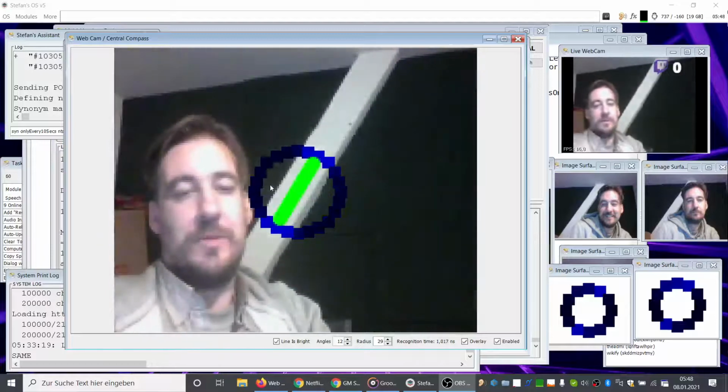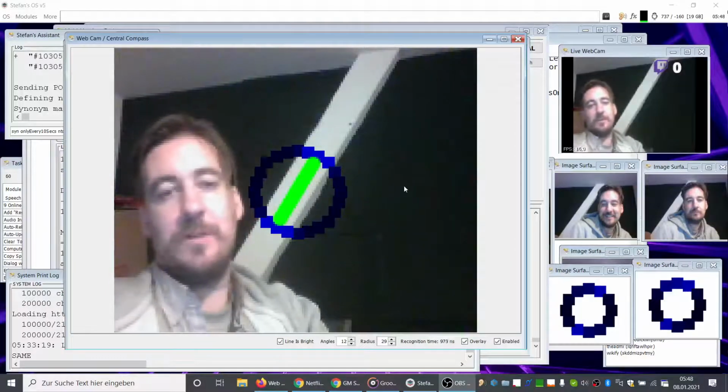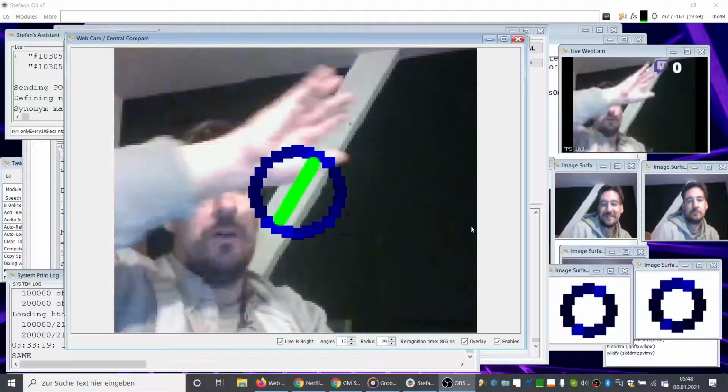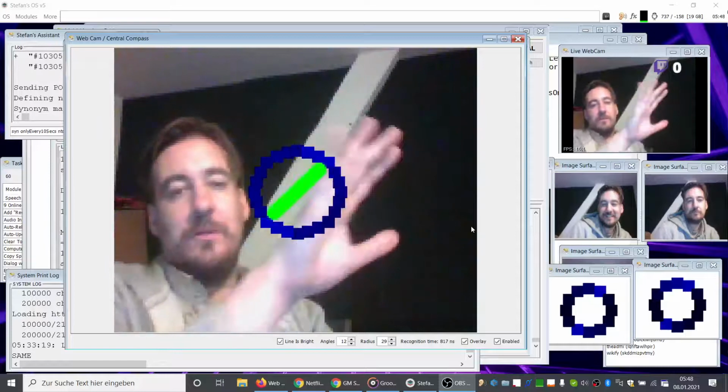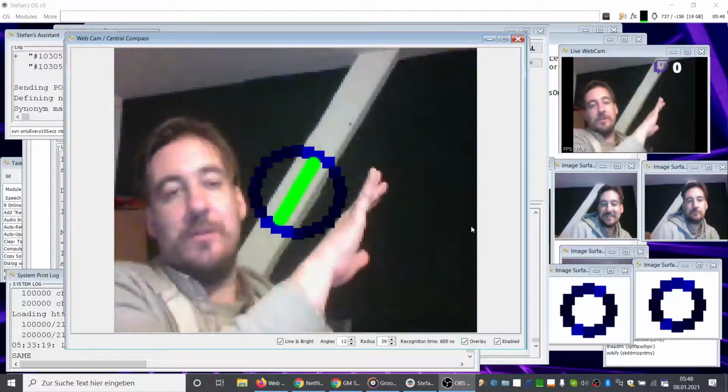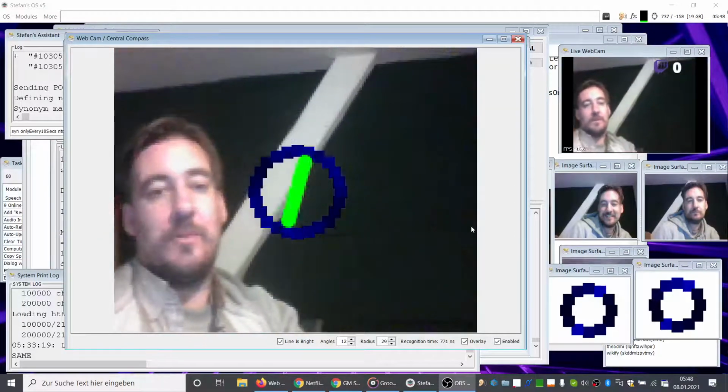So at present, this is like a simple motion detector. It's very stable like this, and I have a hard time moving through the image without disturbing the compass. So I could use this as a basic motion detector if the camera is fixed.